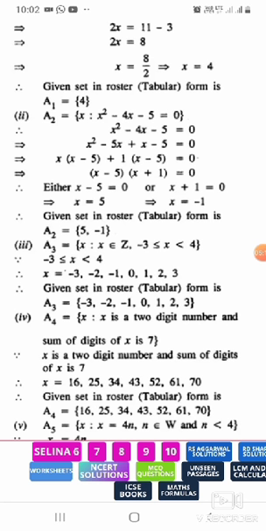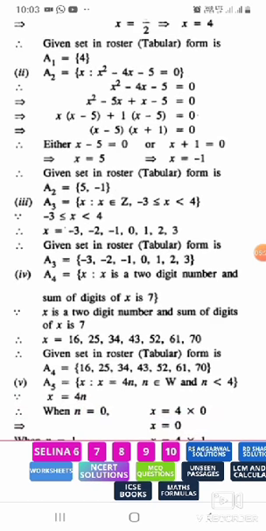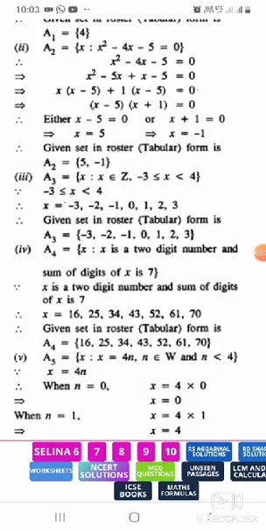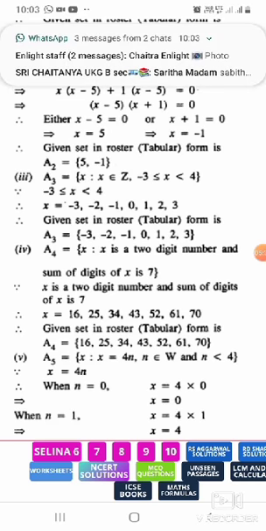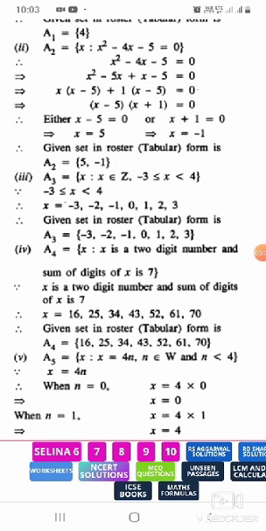Now we should write down the tabular form or roster form here. We can start like this: minus 3, next minus 2, next minus 1, next 0, and 1, 2, 3. We are not going to include 4 here. So these are the elements. How many elements are there? There are 7 elements in this set. So what is the cardinal number of this set? We can say 7 is the cardinal number of this given set.